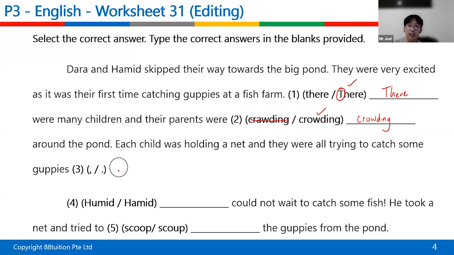And then over here, Humid or Hamid. Oh my goodness. Obviously, the person's name must be Hamid, right? H-A-M-I-D. Welcome to the class, Scott. Okay, H-A-M-I-D. Hamid is a name.